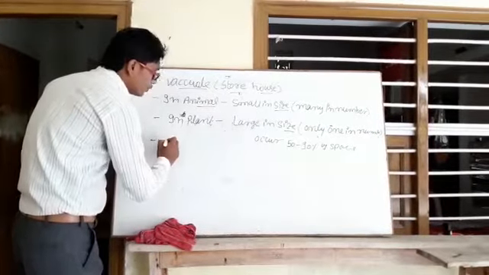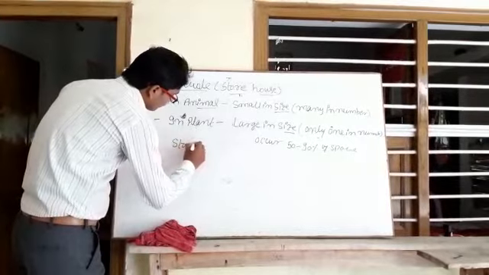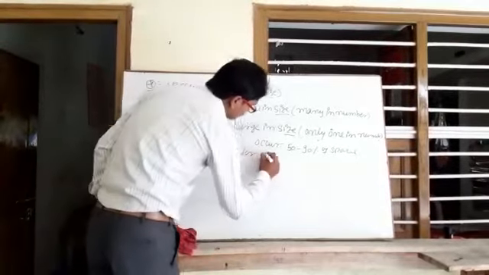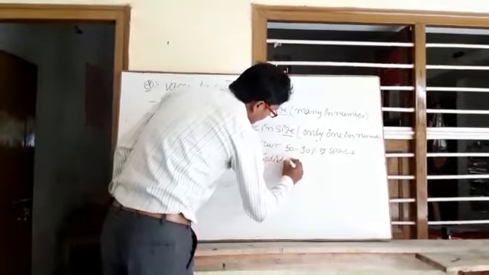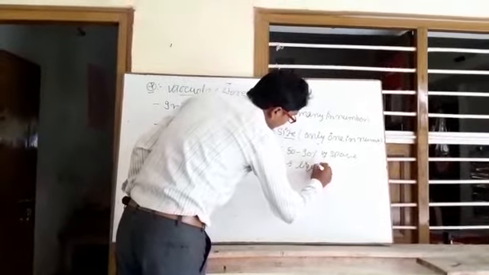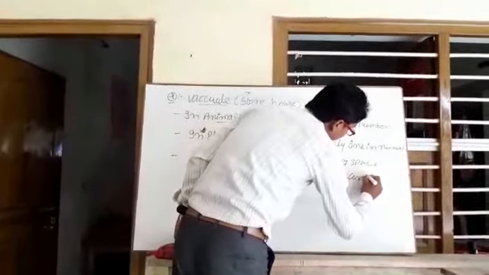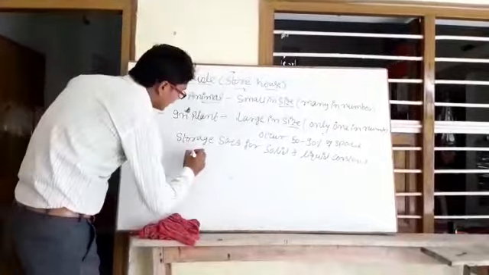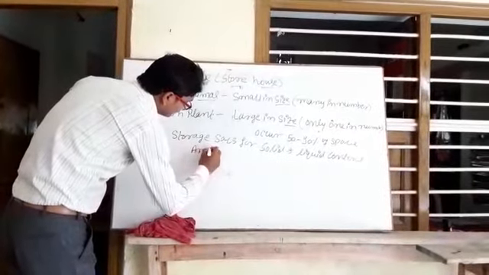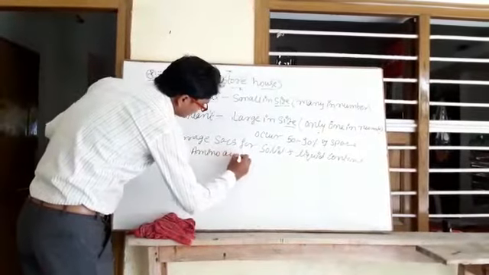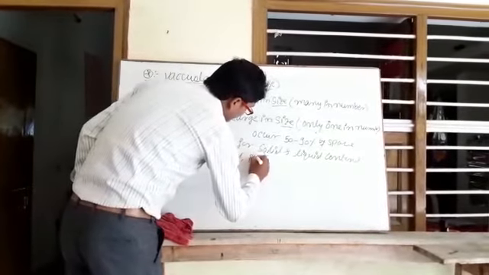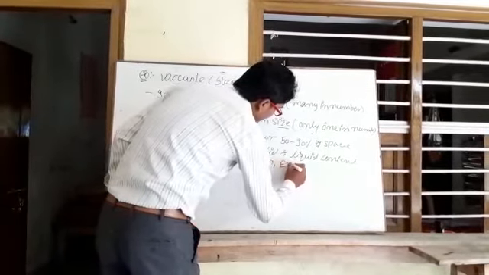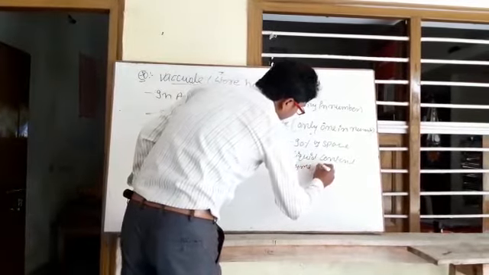Another thing, vacuole is also known as a storage sac for solid and liquid contents. So what are the solid and liquid contents? That is amino acid, protein, enzyme, etc.